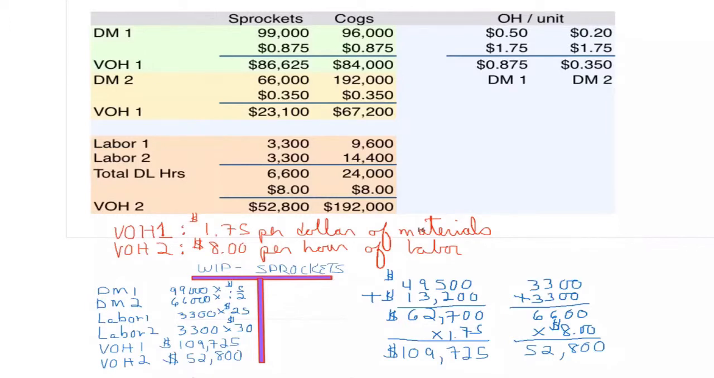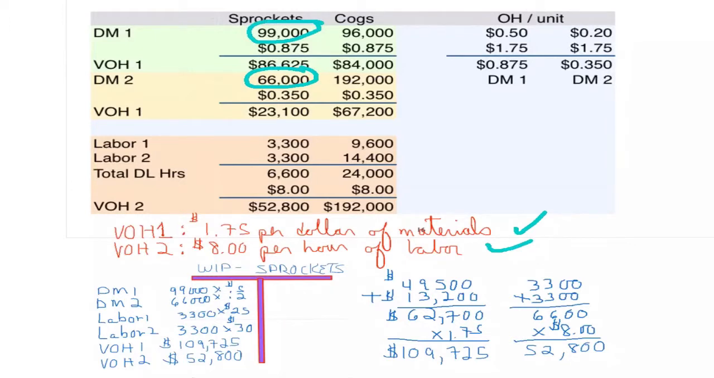There are two types of variable overhead. Variable overhead 1 is based on $1.75 for each dollar of materials. Variable overhead 2 is $8 per hour of direct labor. So for sprockets, there were 99,000 units of material 1 and 66,000 units of material 2.